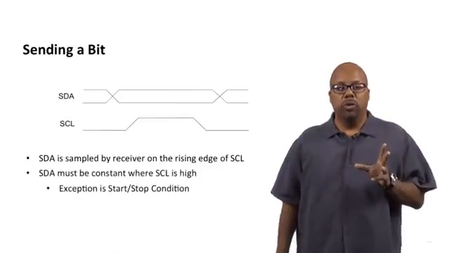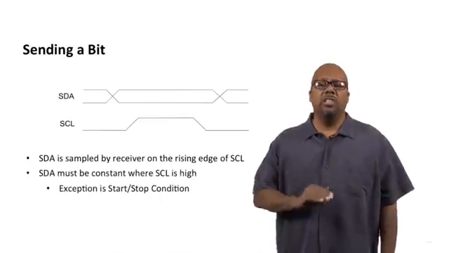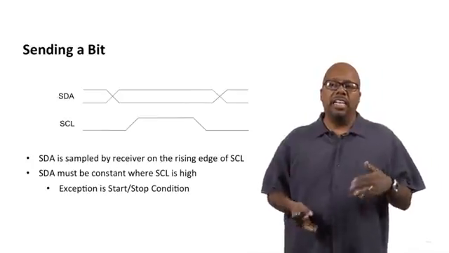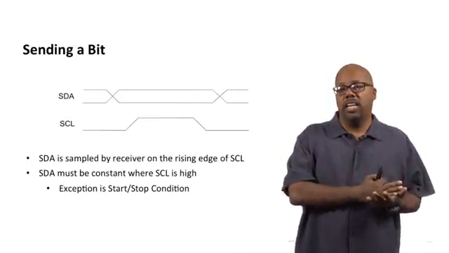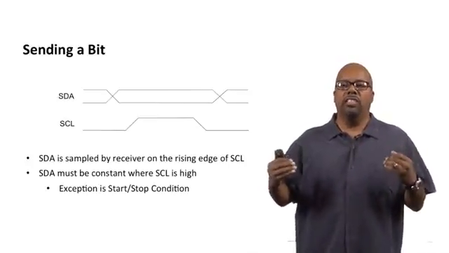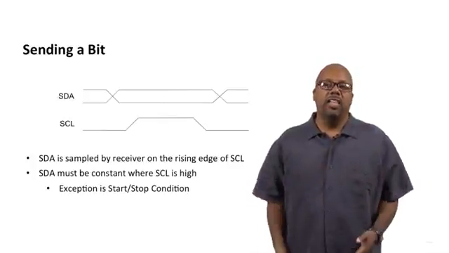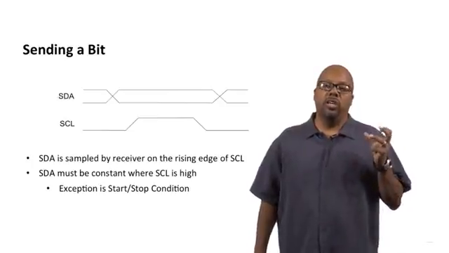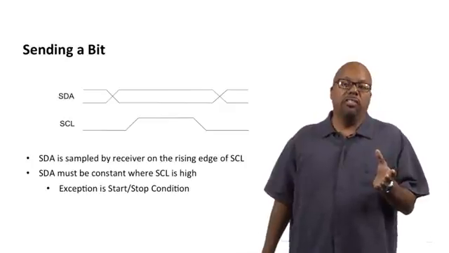Also, there's a rule about this protocol that SDA, the data line, has to be held constant as long as the clock is high. And you can see that in this picture. The SDA line can change values, but notice that the changes in value happen either before the clock goes high, or after the clock goes low, right? Always when the clock is low, that's when the change happens. There can't be a change during the time when the clock is high. That's just a rule. The only time you can break that rule is if you're doing a start condition or a stop condition. Those conditions explicitly violate those rules, right?